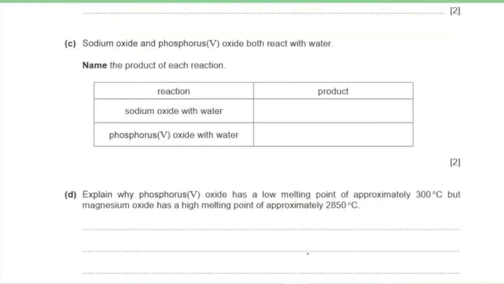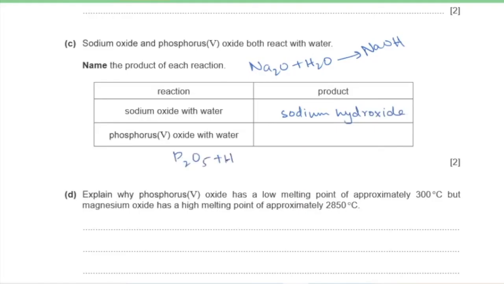Part C, sodium oxide and phosphorus 5 oxide both react with water. Name the product of each reaction. So sodium oxide plus water gives sodium hydroxide. So this is sodium hydroxide. And phosphorus 5 oxide plus water gives you phosphoric acid, H3PO4. So this is phosphoric 5 acid.